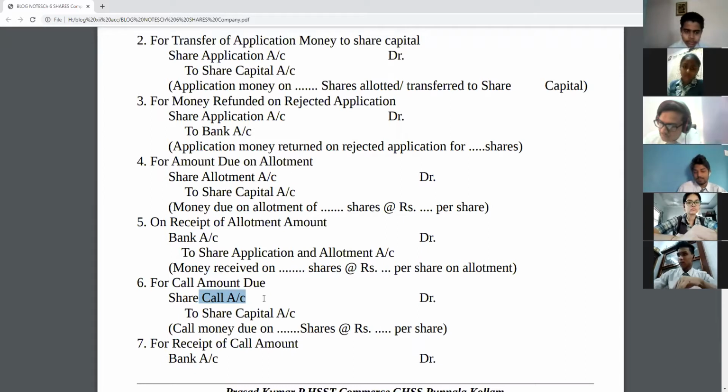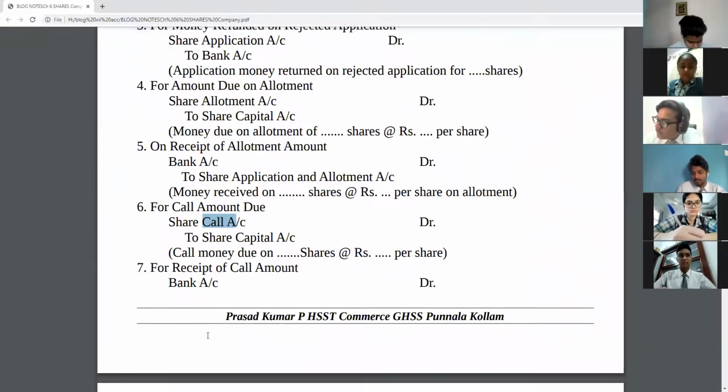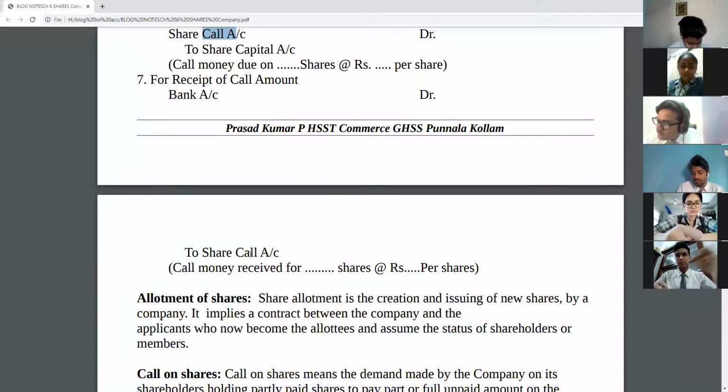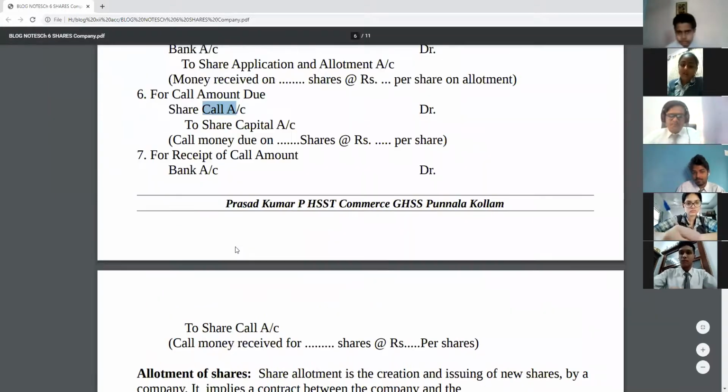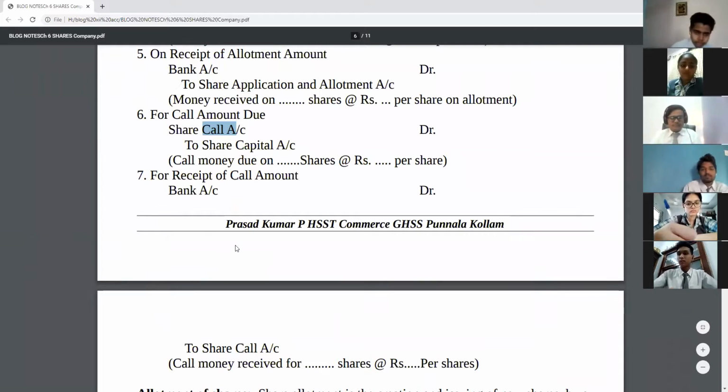Okay, no doubt children. Then you will be able to understand. See, only this word will change now. Allotment, and you will write call. Share capital credit, capital. Now next entry. Bank account debit to share call. Now company can make two calls. First call, you will write first. If that is second call, you will write second call.